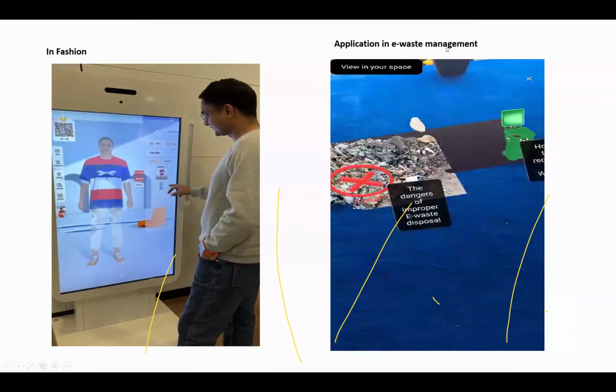Then here we have an application in e-waste management. Someone used a smartphone. This is a work in progress, created by one of our students. How can you teach about managing waste? So using a smartphone, let me show you.